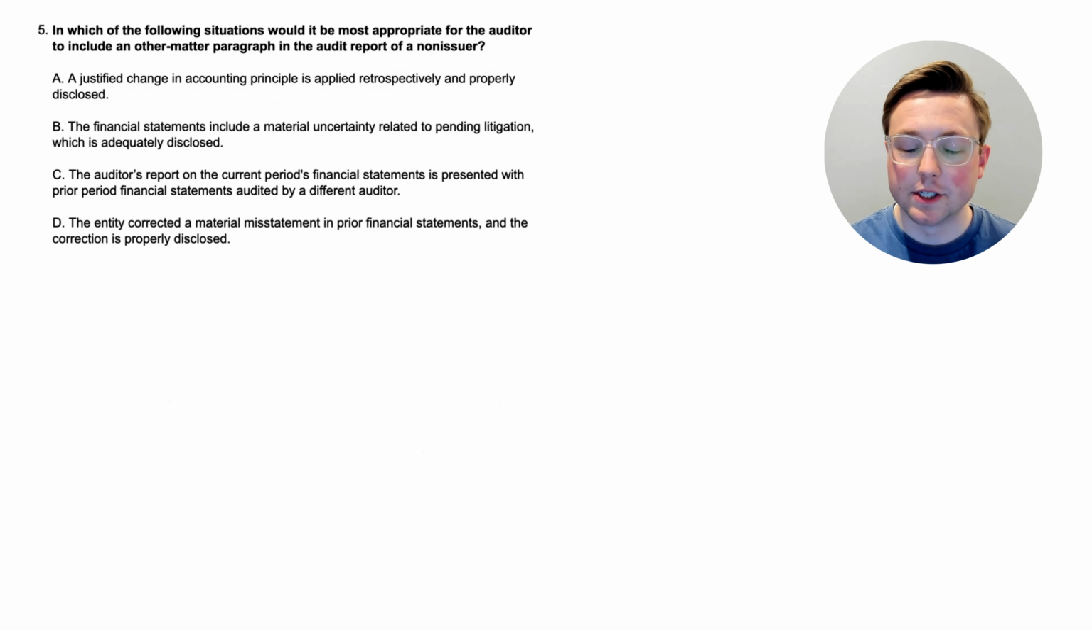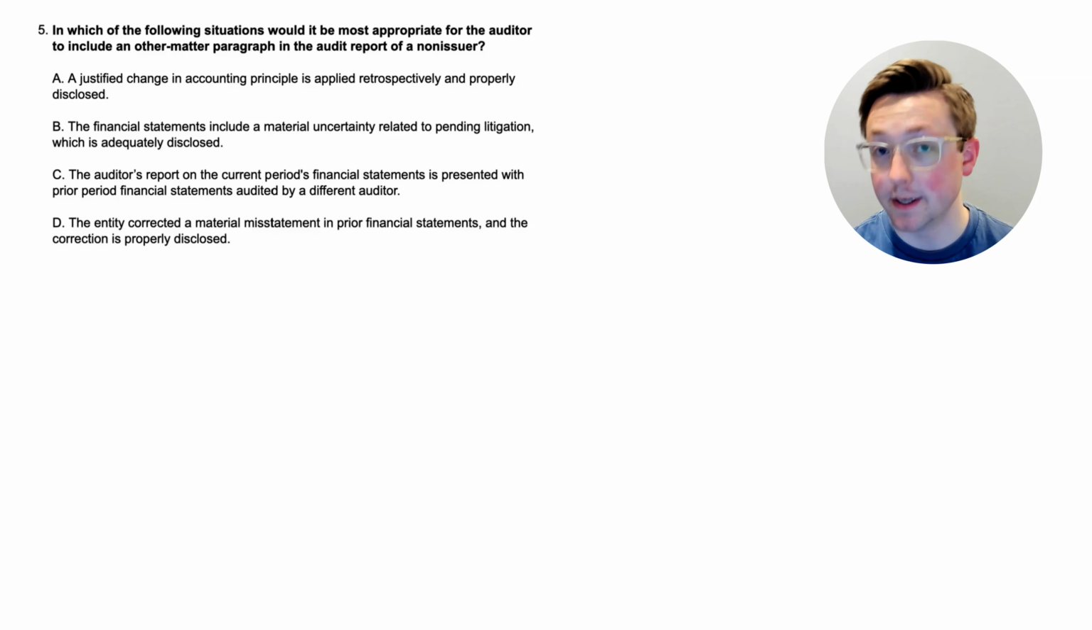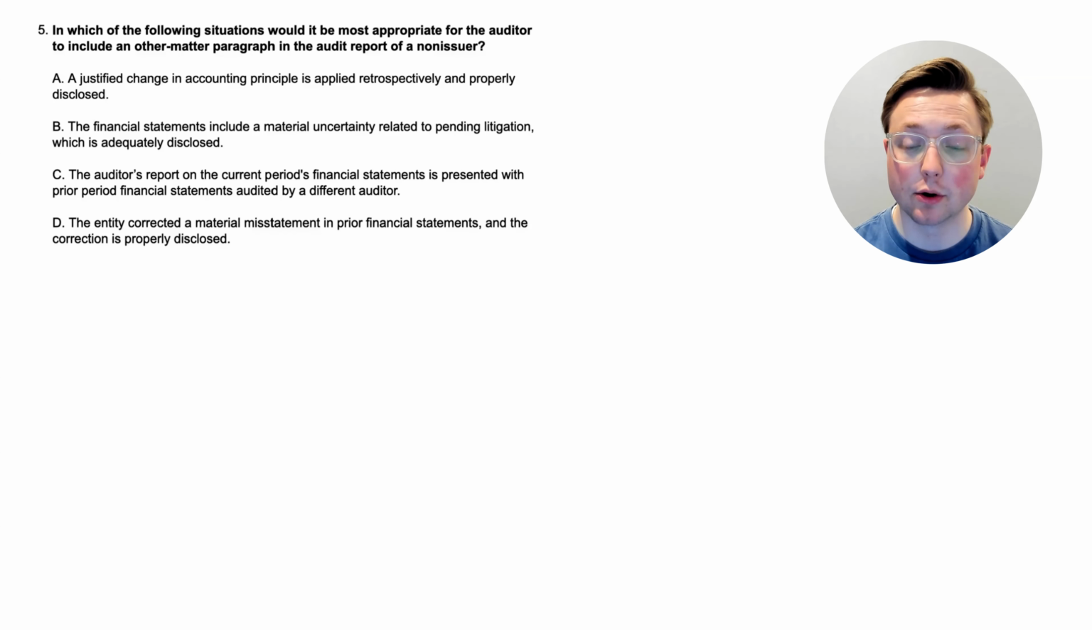All right, here we are at question 5. In which of the following situations would it be most appropriate for the auditor to include an other matter paragraph in the audit report of a non-issuer? Okay, let's go through the options. Option A, a justified change in accounting principle is applied retrospectively and properly disclosed. Option B, the financial statements include a material uncertainty related to pending litigation, which is adequately disclosed. Or option C, the auditor's report on the current period's financial statements is presented with prior period financial statements audited by a different auditor. Or option D, the entity corrected a material misstatement in prior financial statements and the correction is properly disclosed.